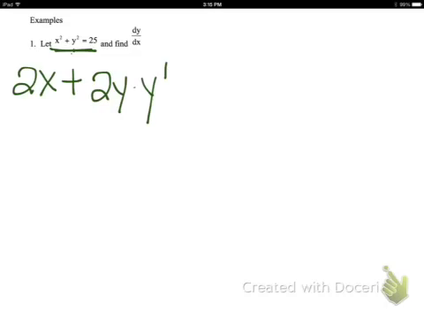Because the derivative of x is 1, because we're finding the derivative in terms of x. Okay, and then equals, the derivative of a constant is 0. Now all you have to do is solve for y prime. Okay, so isolate y prime, and then I have my answer.